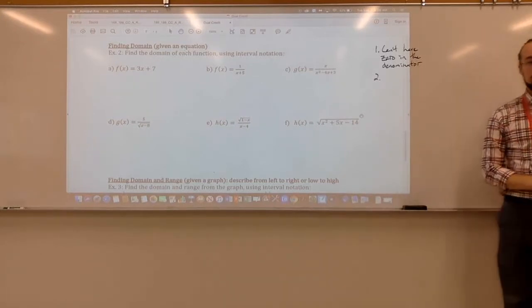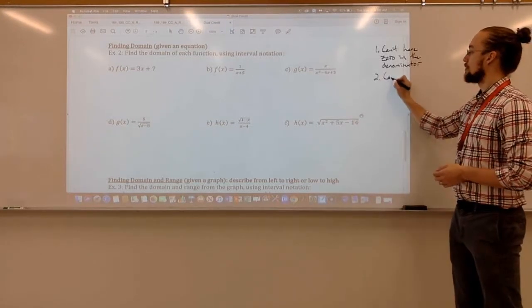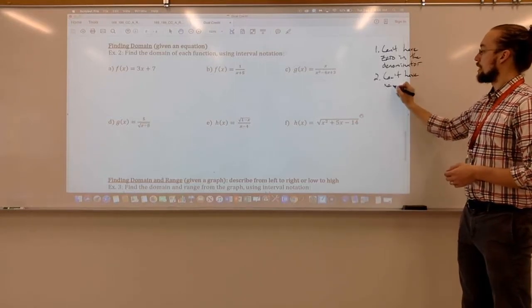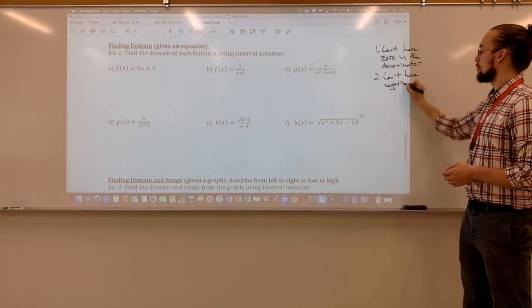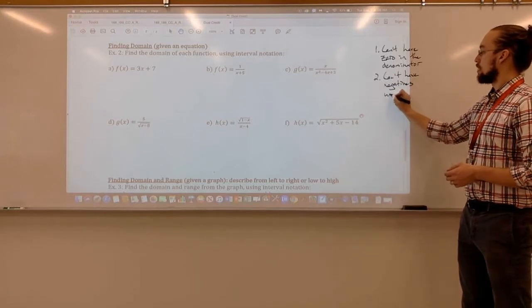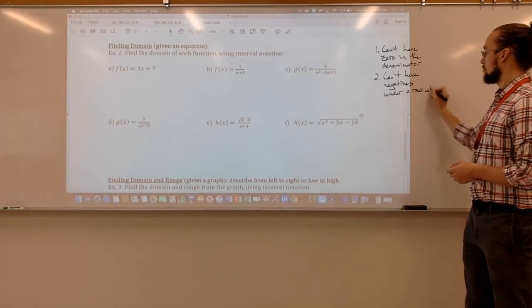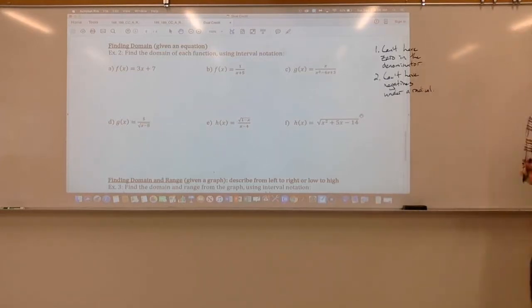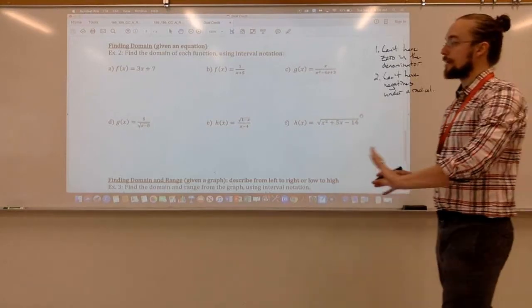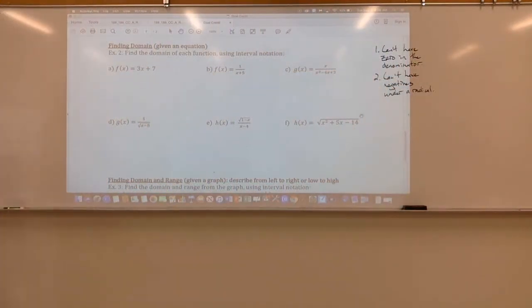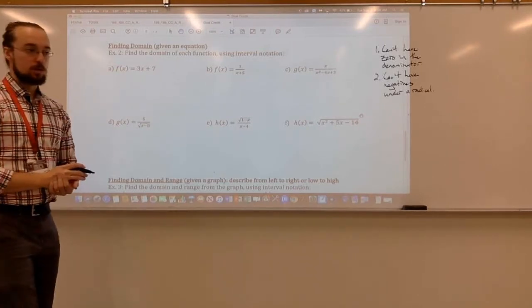And we also cannot have negative values under a radical. There are a few other domain restrictions that we'll look at later on in the year, but for now, these are the only two we're going to look at. A function can't have a 0 in the denominator, and it can't have negatives under a radical.